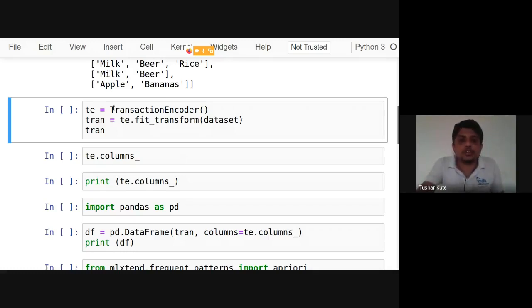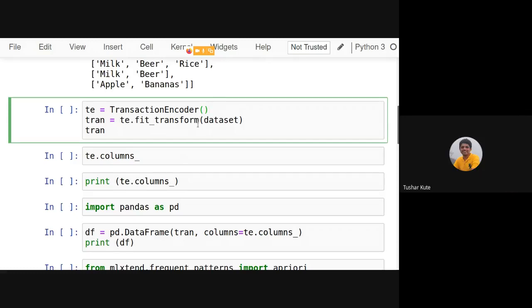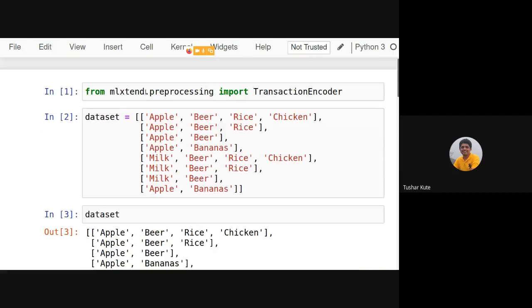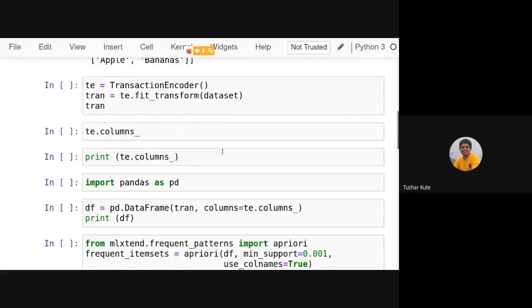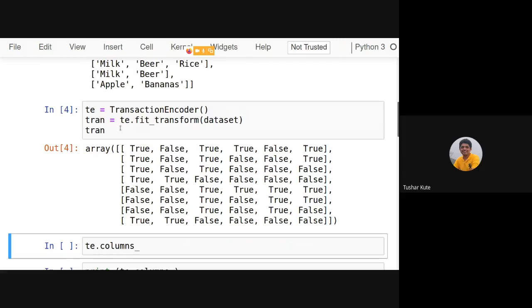There's a class which I have imported from this particular package. Scikit-learn doesn't have the association rules algorithm; the Apriori algorithm is not present. That's why we require the package MLExtend. MLExtend is an alternative to scikit-learn in Python, which I'm using here. Inside that, this transaction encoder class is present, which I imported, and transactions are encoded.